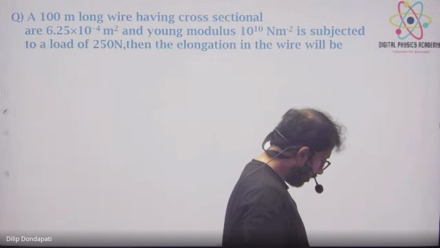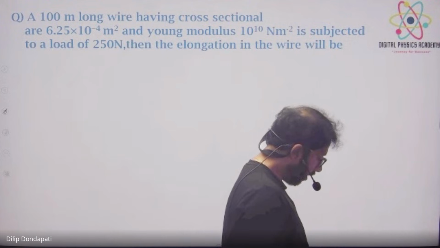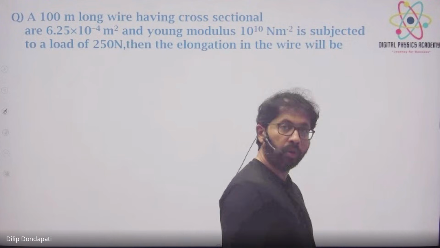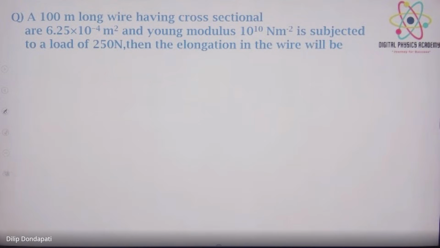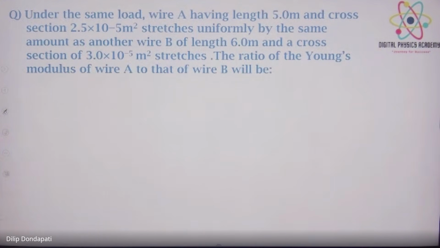Why here the area is given as 10 power minus 4 and Y is also 10 power of 10, right? So 10 power of minus 4 is at the bottom, right? So 10 power minus 4, 10 power of 10, right? So it will come as minus 3. Yes, sir. Yes.